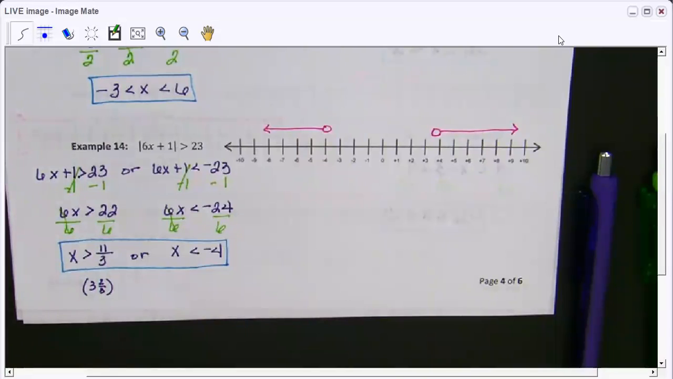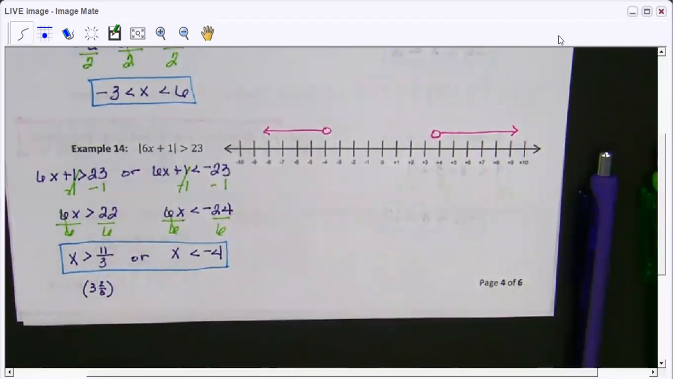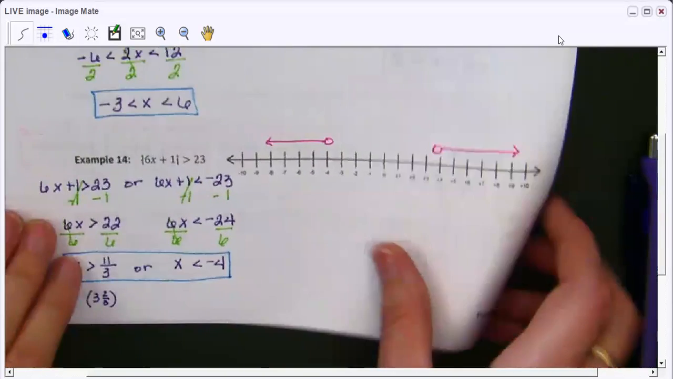Check 14. Questions? Yes. Is it okay if we, when we write our answer, change it to a mixed number? Because that's just easy to do. Yeah, for these, I end up doing that too at the bottom. Okay, let's go to page 5.